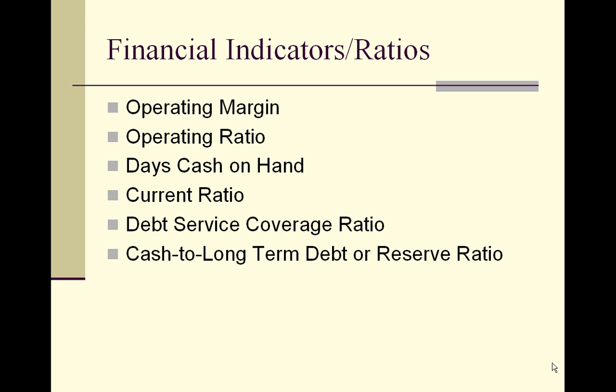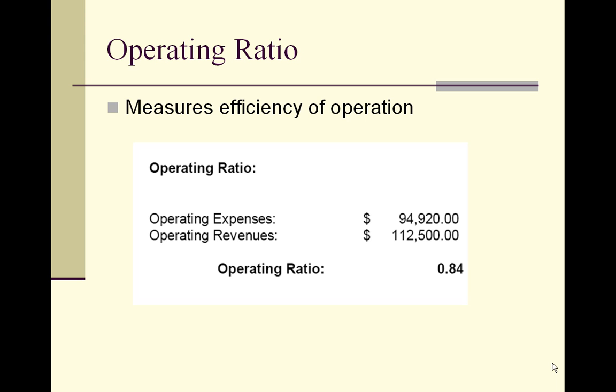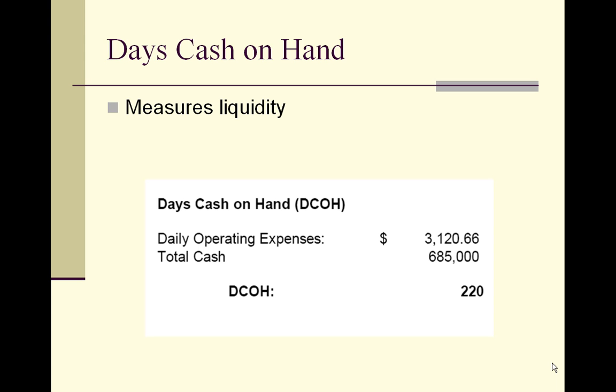It's explaining it fairly well. We have the operating margin, which measures the effectiveness of an operation. Here in this example, in our sample company, the net operating income is $17,580 over $112,500 operating revenues, so that gives us a margin of 15.63%. The operating ratio measures the efficiency of the operation. That means how much money do I spend for every dollar I get in. In this case, it's 84 cents, which is a very good ratio.